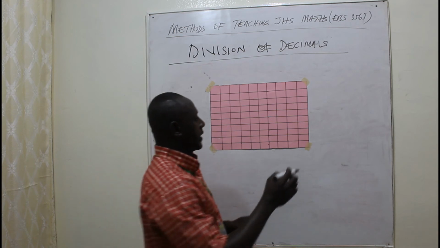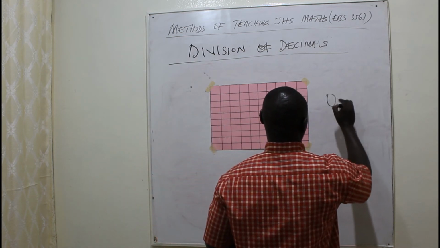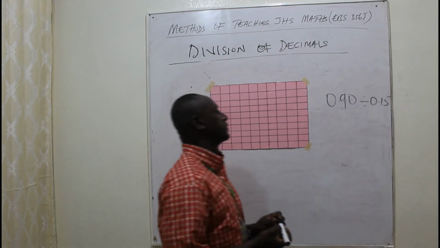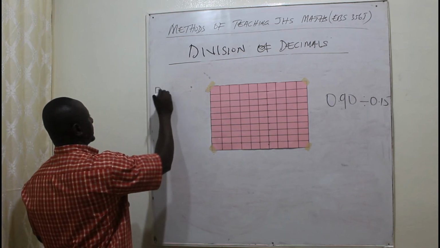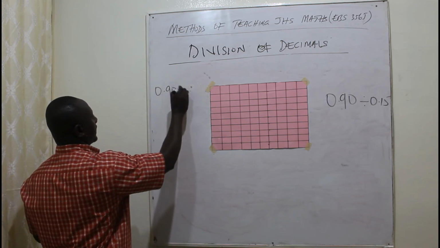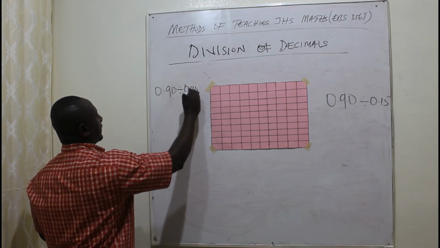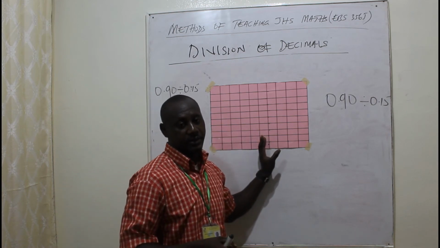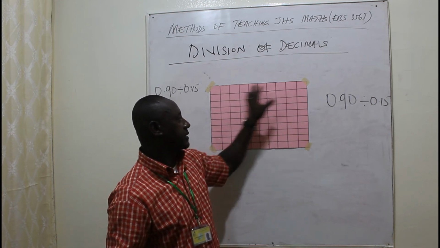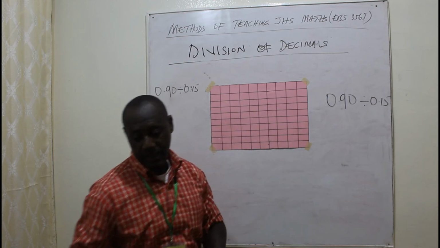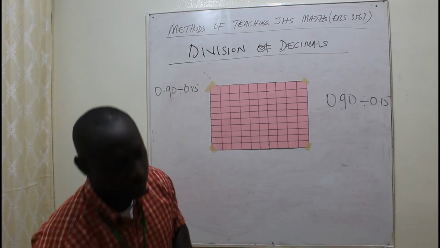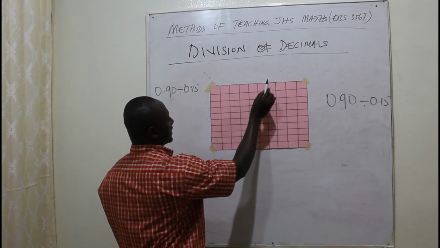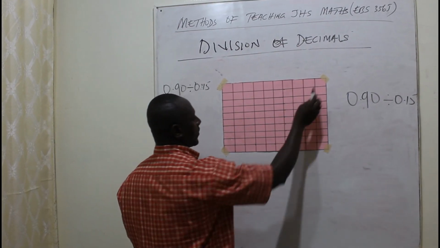And here, if I have an example like 0.90 divided by 0.15, 0.90 or 0.9 divided by 0.15. So here I have my paper grid divided into 10 equal parts, this 1 to 10, making 100 of the smaller boxes. So that this is 0.1, 0.2, 0.3, 0.4, 0.5, 0.6, 0.7, 0.8, 0.9, and then 1.